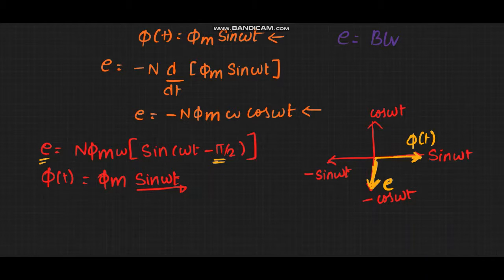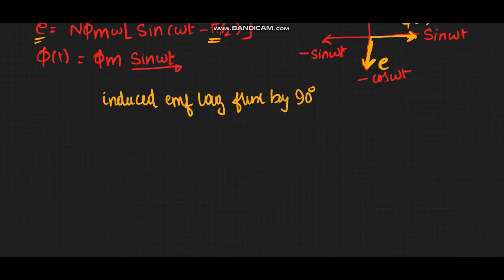So from this phasor relation, it is easy to understand that whenever there is a maximum flux, our induced EMF's maximum value will be lagging by 90°.